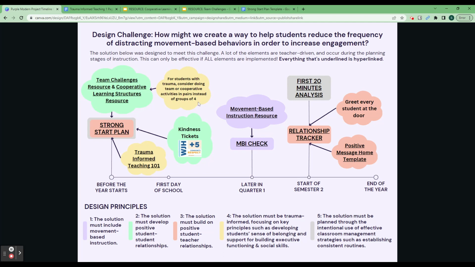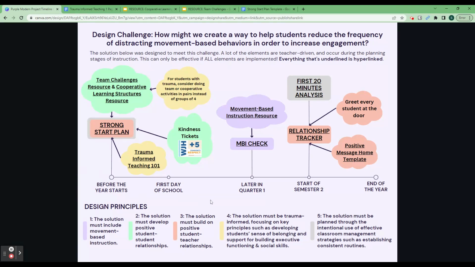So, thinking about trauma informed teaching as a foundation for setting up a successful classroom is really important. One note is that when thinking about team challenges or cooperative learning structures, for students with trauma, you should consider doing these activities in pairs as opposed to groups of four. So, this is all before the school year when we have a little bit more time to invest in the planning piece of things.